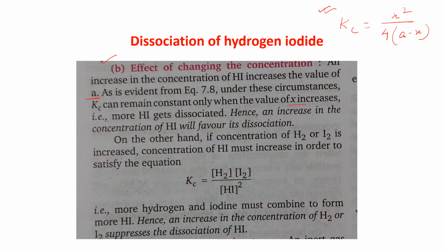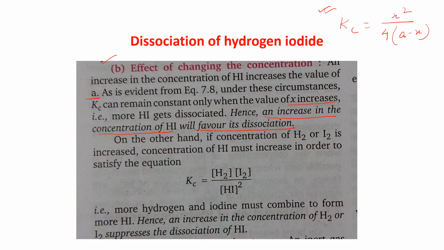Only when the value of x increases. You are increasing the value of a. That means the value of x is also increasing. That means more HI will get dissociated because you have to get the value of x more. Dissociation will be more. Hence an increase in the concentration of HI will favor its dissociation. You all know about it. If you increase the concentration of the reactant, the product will also increase.